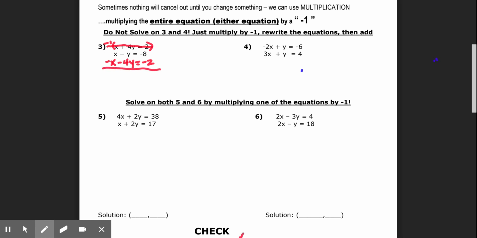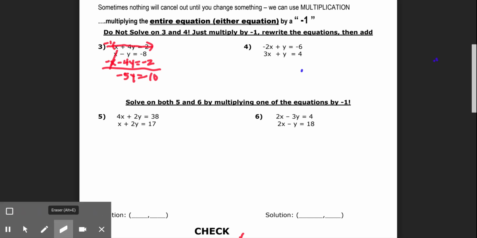So then you see how the x's will now cancel out. So then we would have negative 5y equals negative 10 and so forth. We don't have to solve it. It just said multiply by negative 1, rewrite the equations, then add. So that's exactly what we did.